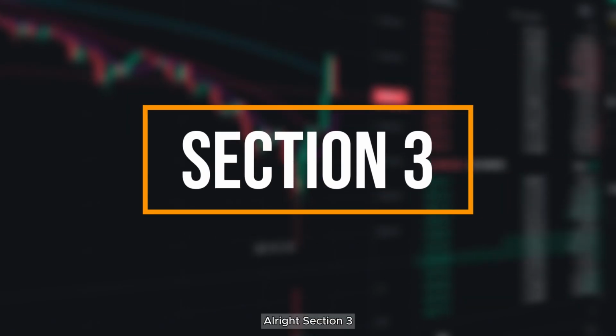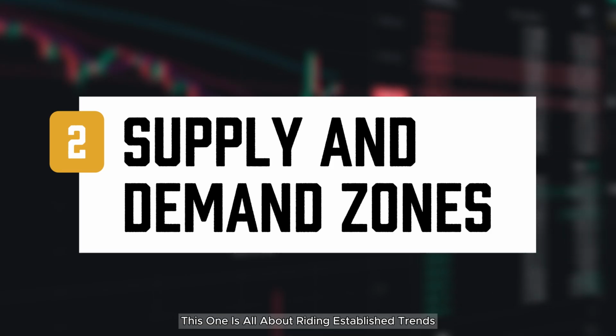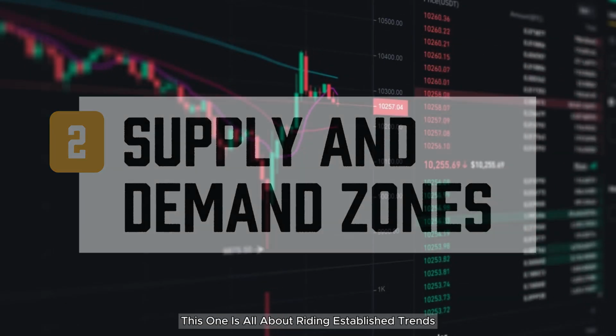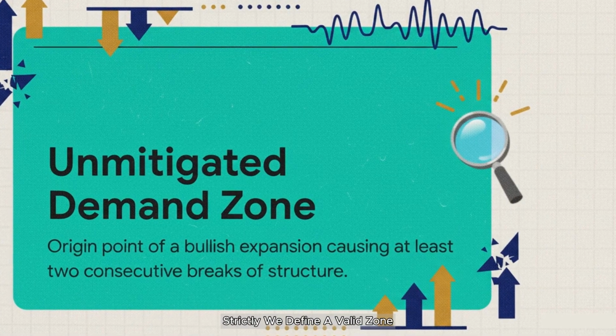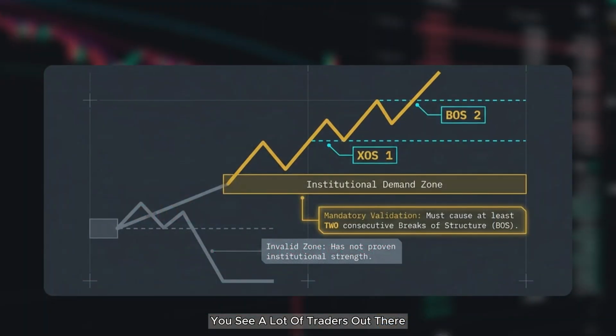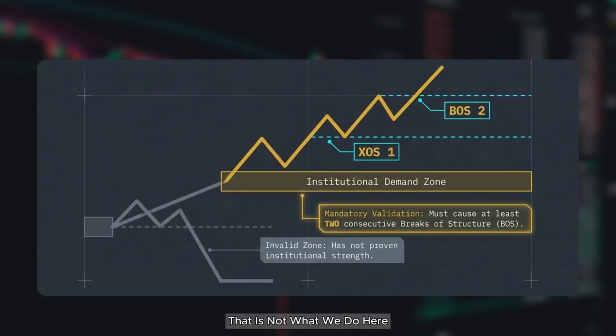Alright, Section 3, Strategy 2, Supply and Demand Zones. This one is all about riding established trends. Now, what's really fascinating about this setup is how strictly we define a valid zone. You see a lot of traders out there just picking any random old support level. That is not what we do here.